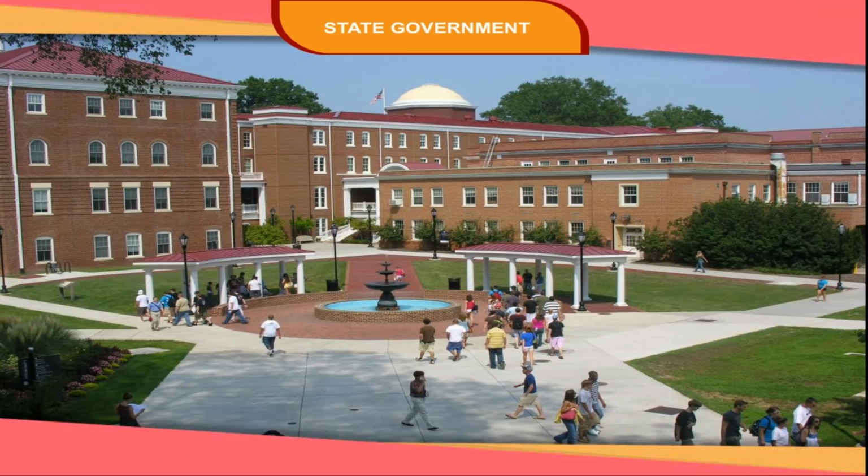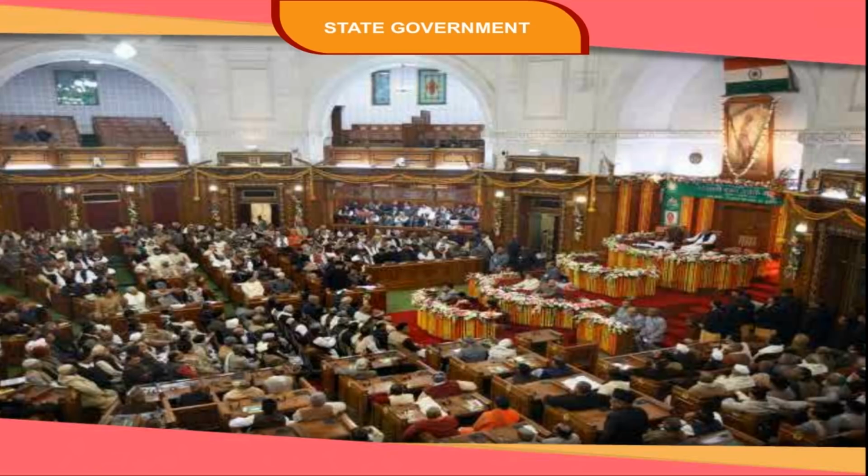These nominated members are distinguished individuals from different walks of life like arts, science, literature, music, social work, etc. The members of the Legislative Council elect a chairman and deputy chairman from amongst themselves. The chairman is the presiding officer in the House, and the deputy chairman conducts the proceedings in his absence. They remain in office as long as they enjoy the confidence of the majority and can be removed from their office by a resolution passed by the majority.